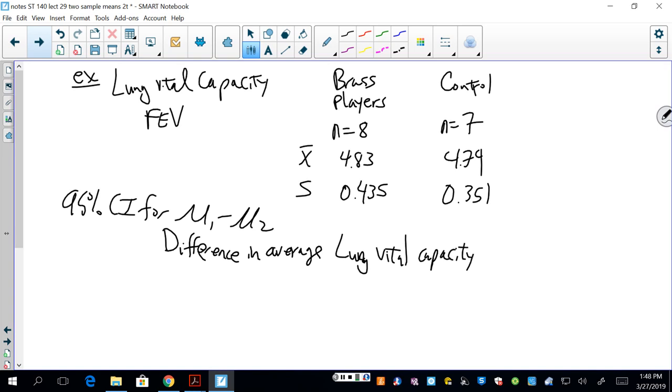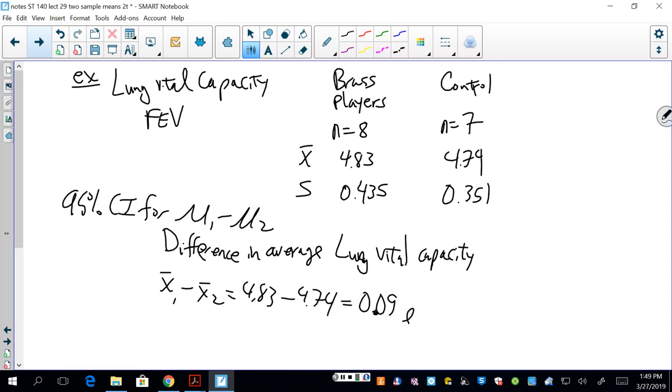Comparing the brass players minus the control individuals. So our estimate is x bar 1 minus x bar 2, 4.83 minus 4.74, 0.09. If this is in liters of air, I think this is the measurement unit, the liters there. I mean, that doesn't look too big, right, in this one sample.